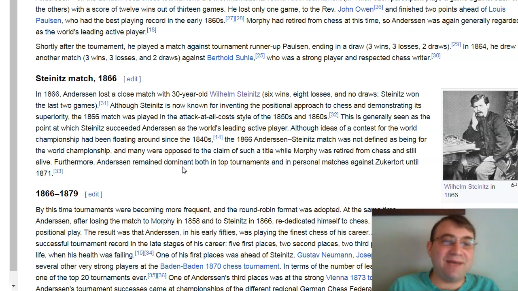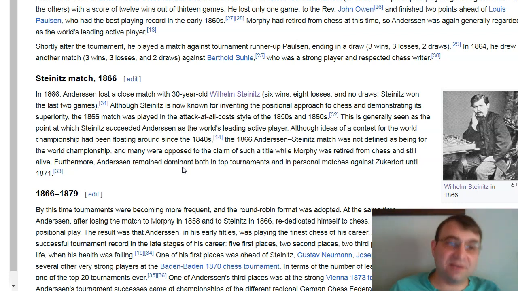So you can't have a match between Steinitz and Zukertort, who may or may not be the second best player in the world at the time. That's not an official world championship in my mind if you haven't had a previous one. Now, I think it is a world championship match, but I think Steinitz was the best player in the world, and he was simply defending his title against a challenger. I can accept that. Okay, and that's a perfectly reasonable way to look at it.